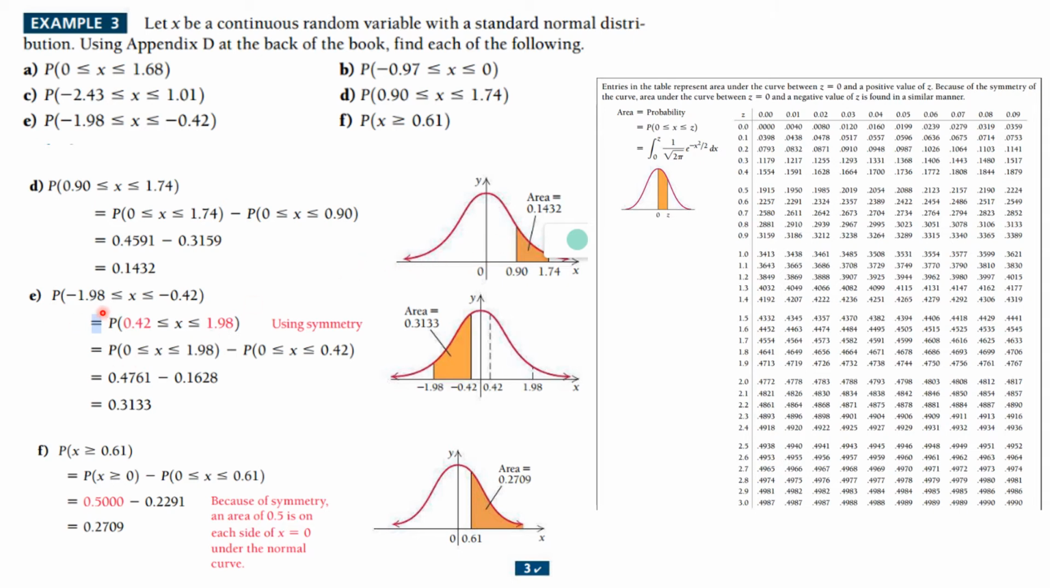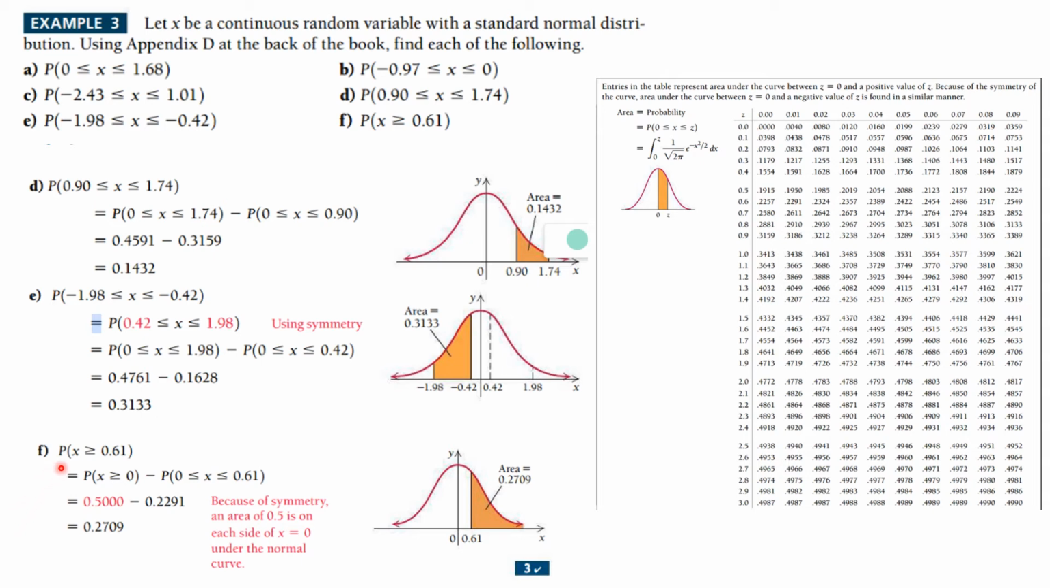If we want to go from minus 1.98 to minus 4.2, we're going to be subtracting the same way, but we're going to use the symmetry. So this is going to be the area from 0 to 1.98. If we look over here, 1.98 is going to be up here. It's this number. It is 0.4761. And then we're going to subtract off the area at 0.42, which is down here, which is 0.1623. We subtract the two, and we get this as our final answer.